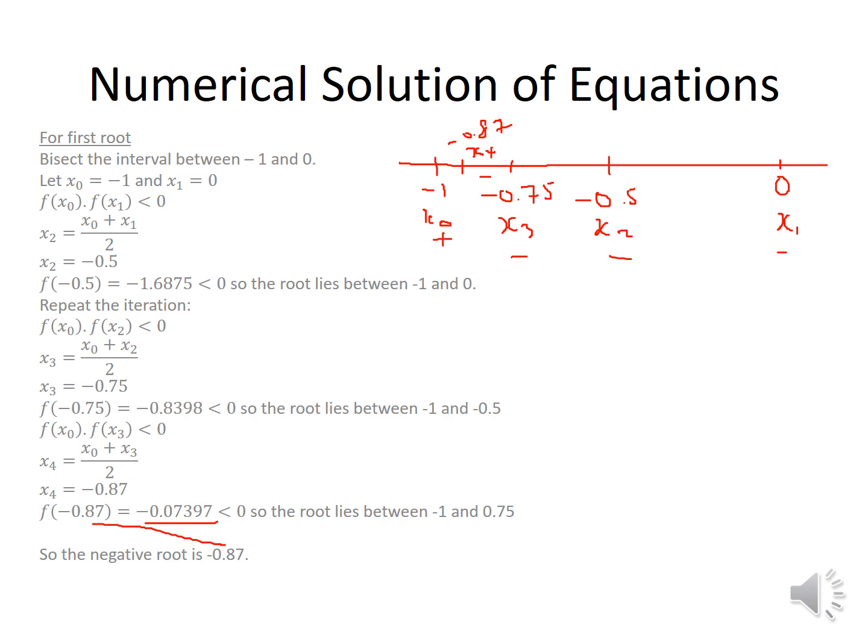And when we start our iteration, normally our output, our y value, is modulus f(x) less than 0.1. When your output is less than 0.1, you can stop the iteration and you can conclude your first root.